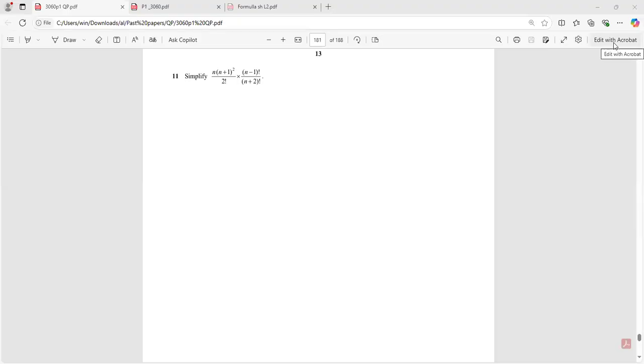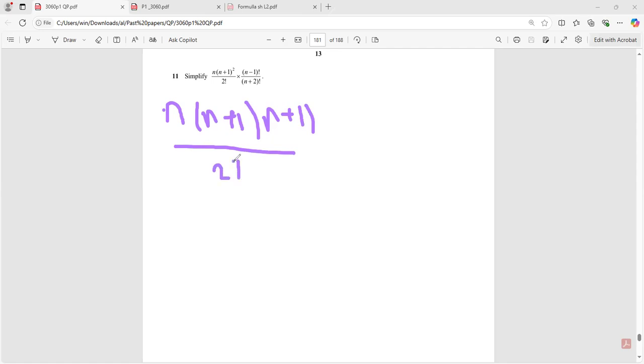Question 11, simplify. Okay, so here we're going to simplify n multiplied by (n plus 1) squared, n plus 1 the same, dividing by 2 factorial, which is 2 times 1. All that is also multiplied by (n minus 1) factorial.